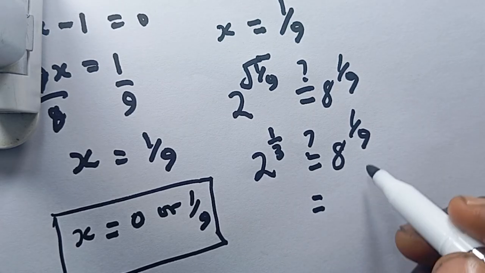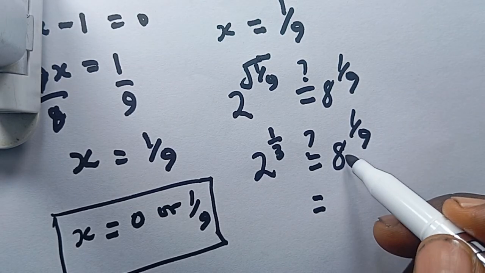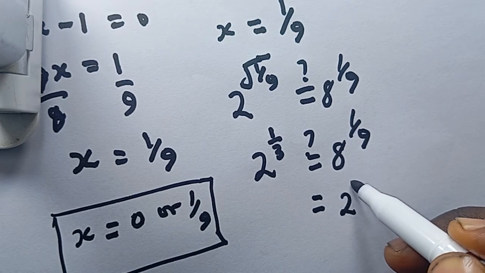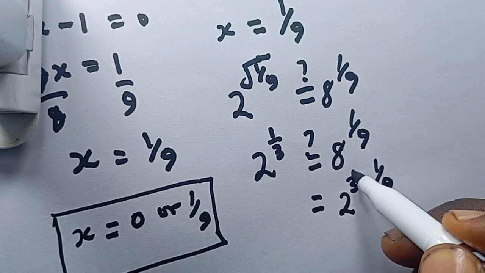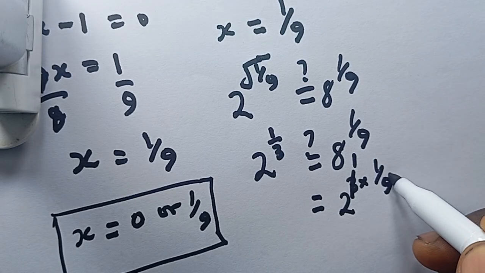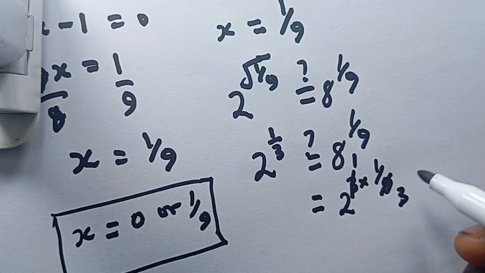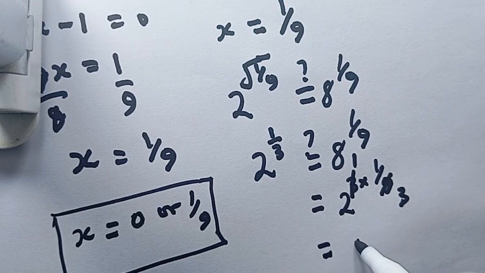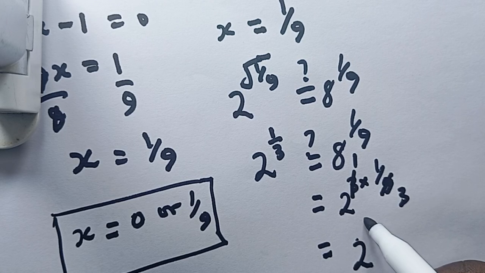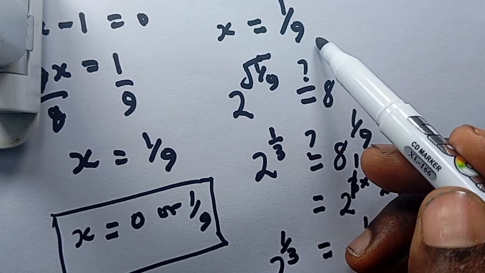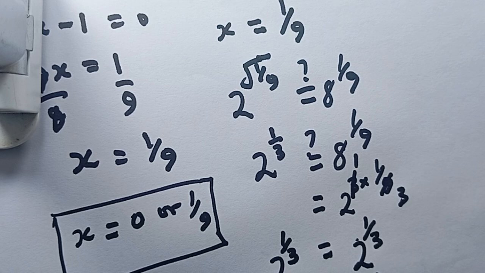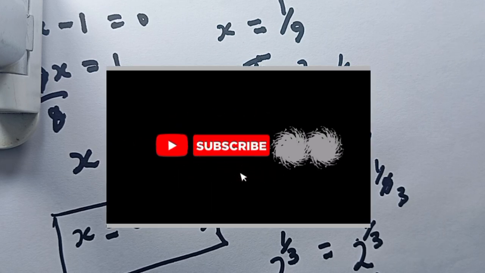So if I simplify the right hand side first, I can actually write this 8 here as 2 power 3, and then I will use the 3 here to multiply 1 over 9, so that this 3 can actually divide itself, and then divide 9 to give us 3. So eventually the right hand side also gives us 2 power 1 over 3. So you can actually see that two of them are the same, which also implies that x equal to 1 over 9 also satisfies. So basically that is how you solve this kind of problem.